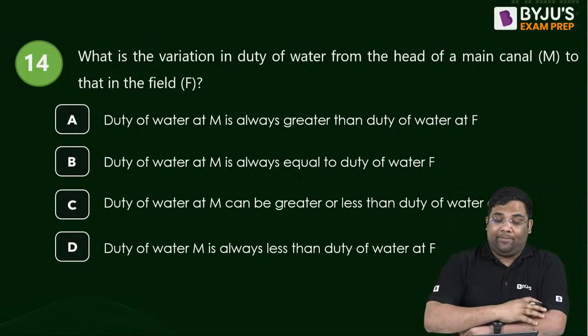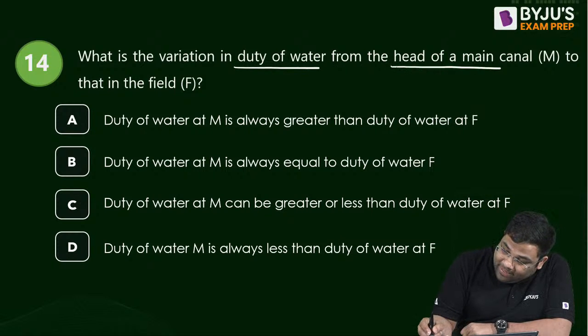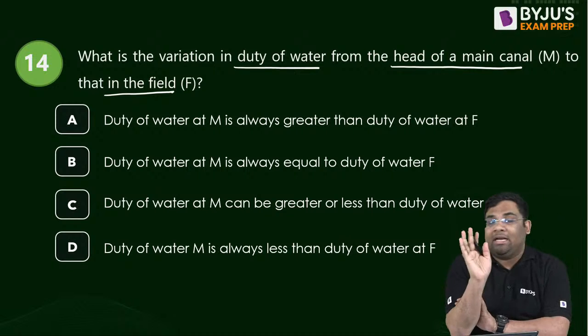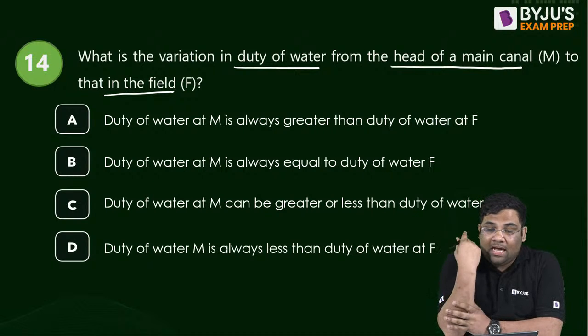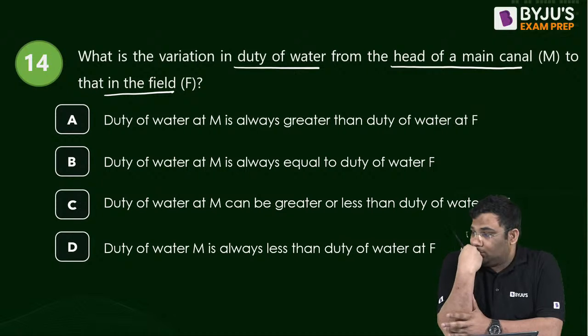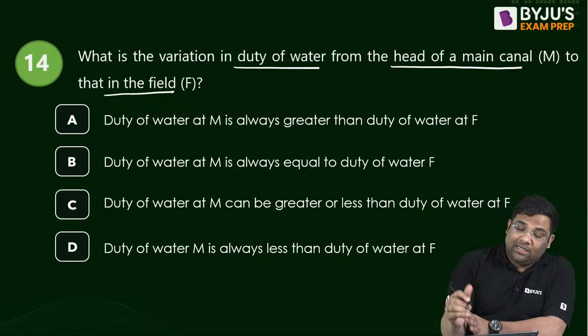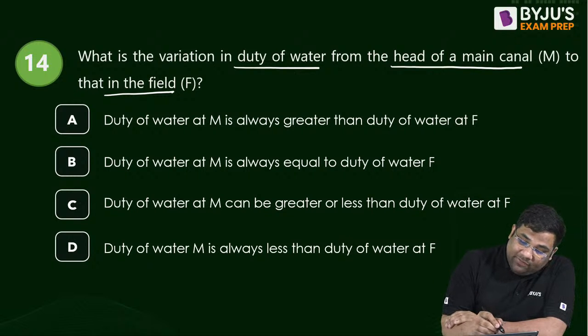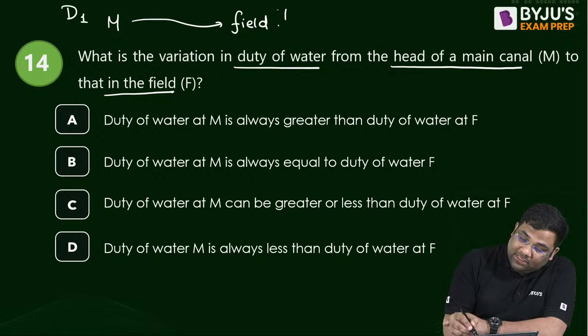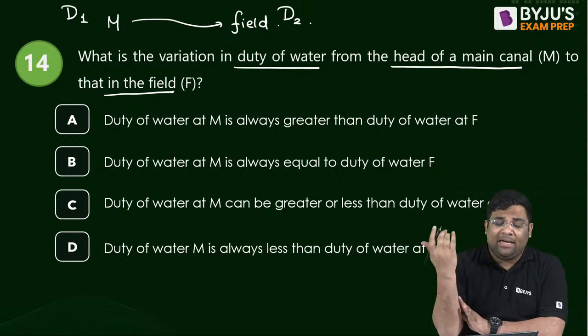14th question, okay. What is the variation in duty of water from the head of the main canal to that of field? Here I will give you one small line, you can answer this. So we are comparing the duty at the main canal and then in the field. See, main canal will be here, then the water will be provided to the field, right? So if your duty is here D1, here duty is D2, so duty will increase or decrease? Okay, if you don't know, I am telling you.